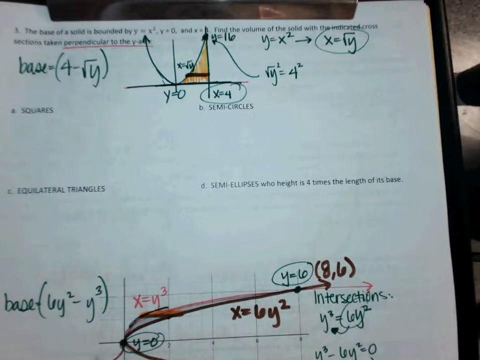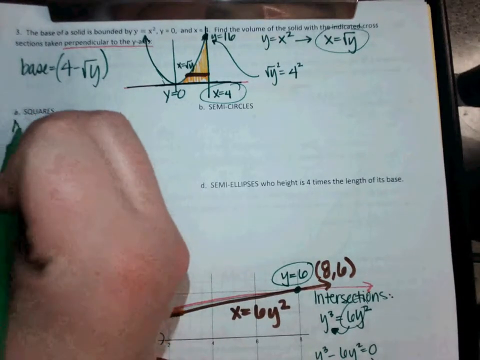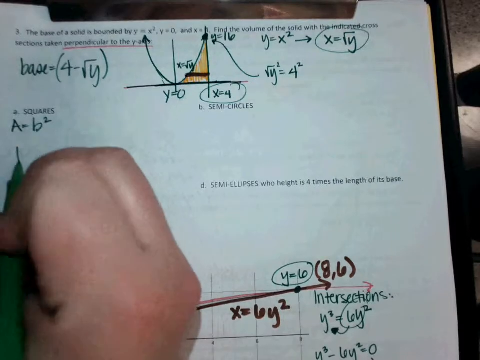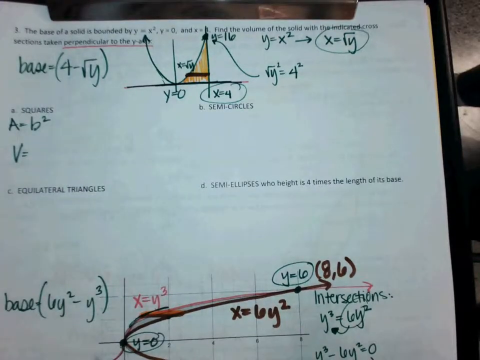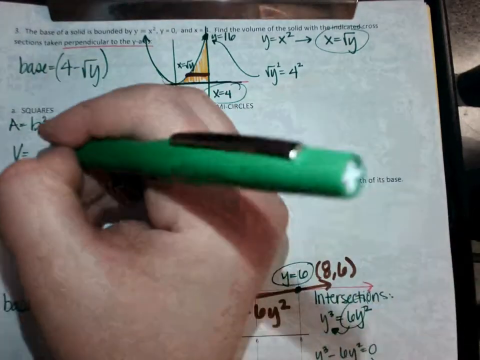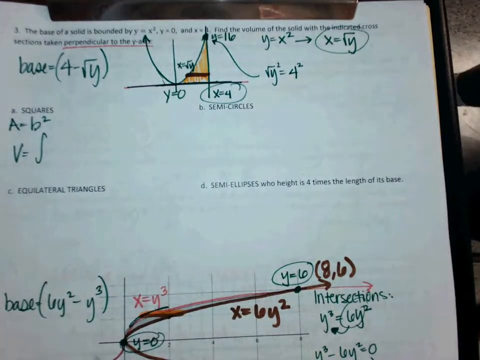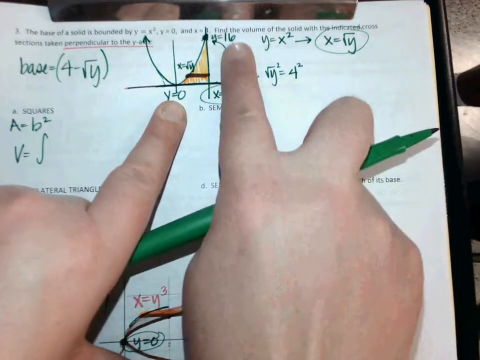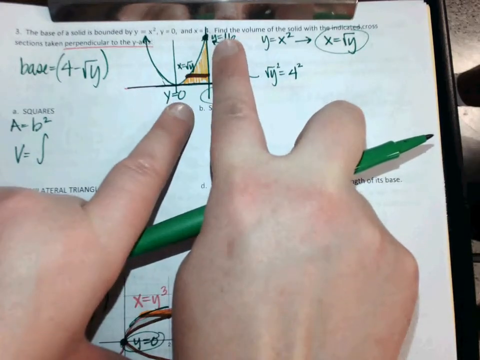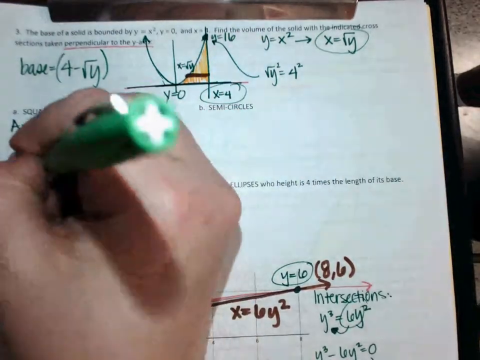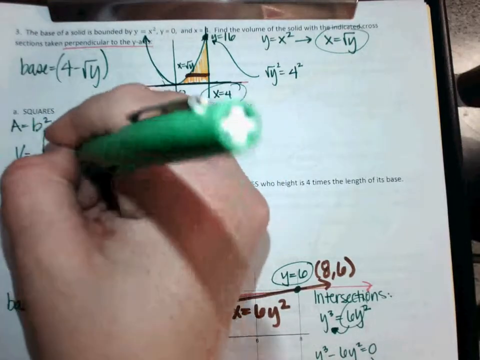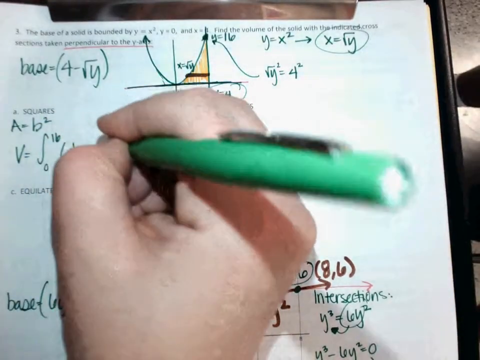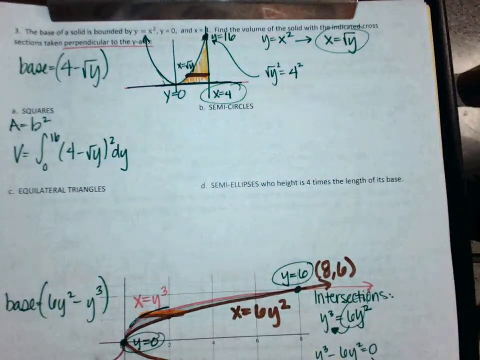Okay, first one is squares. How do you find the area of a square? B squared. Then what's my volume? The integral of that, right? What are my endpoints? Is it 0 to 4? 0 to 16. Remember, they have to be y values. So 0 to 16 dy. Okay?